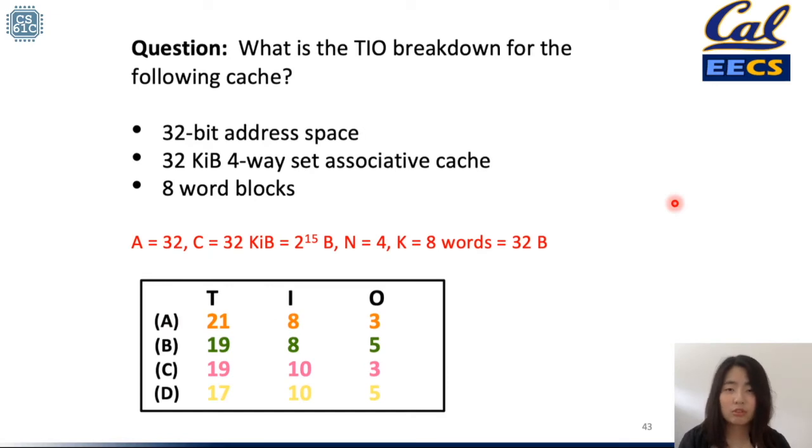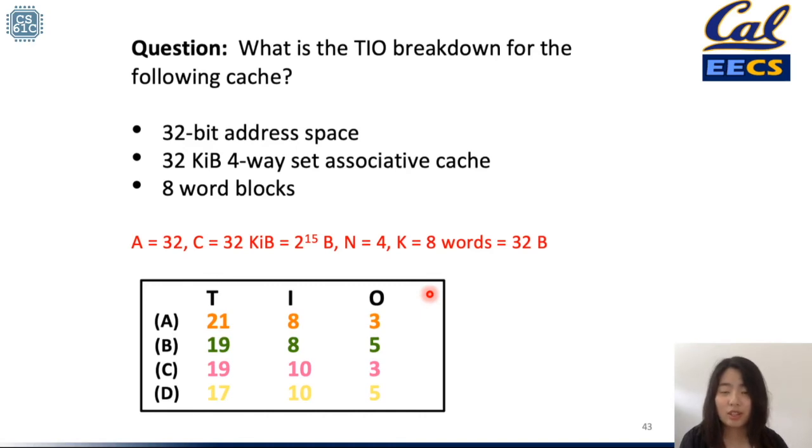Lastly, let's work through a TIO breakdown question. Okay, we have a 32-bit address space, 32 KB, 4-way Set-Associative cache, and 8 word blocks. Again, for this kind of question, it's easier to start off calculating the bits for offset because we have 8 word blocks, so we need 5 bits for the offset.